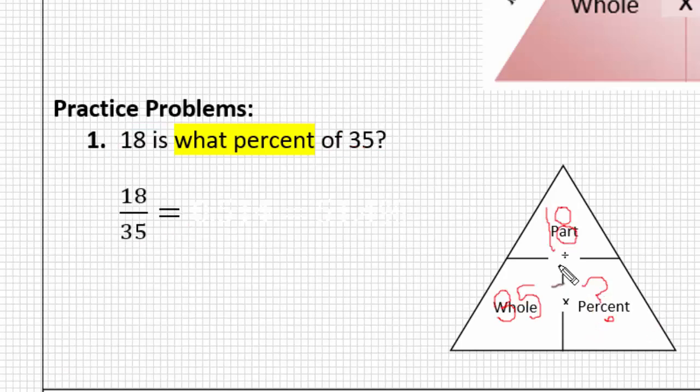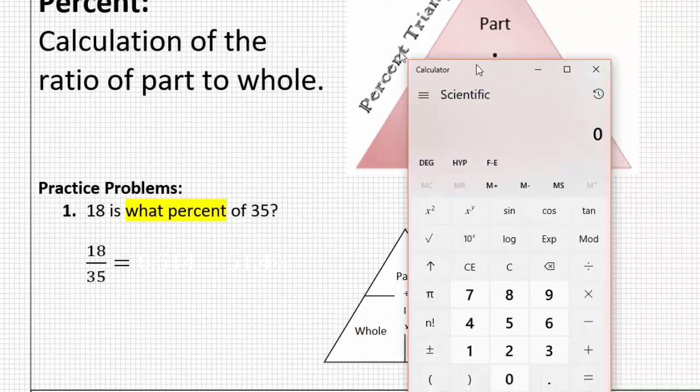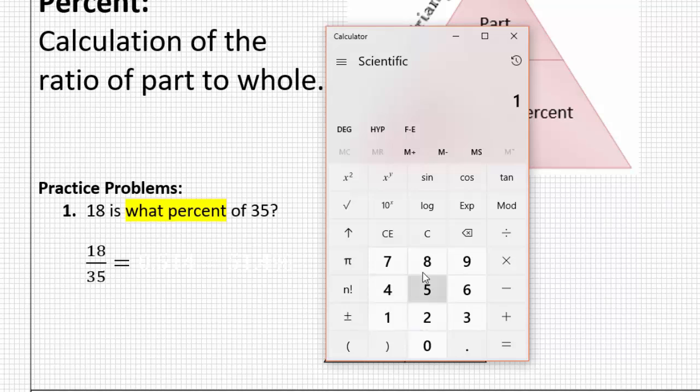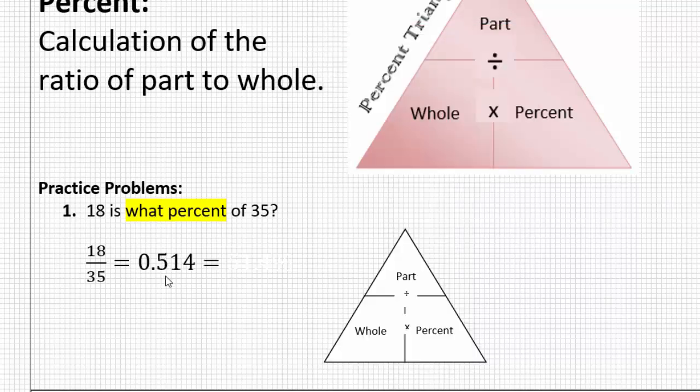So 18 divided by 35. I like to just use that as a fraction, and it may be helpful to actually use our calculator here. If we calculate that out, 18 divided by 35, always numerator divided by denominator, then we get this nice long decimal, but we really only need to round it to 3 places. So it's 0.5142. Well, that 2 tells us to stay at the 4, so we can round that to 0 and 514 thousandths.